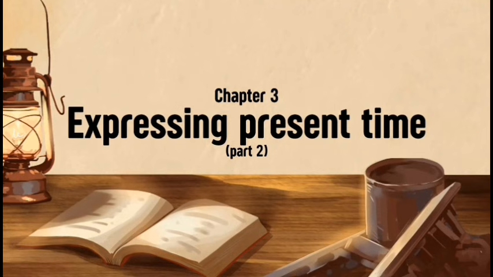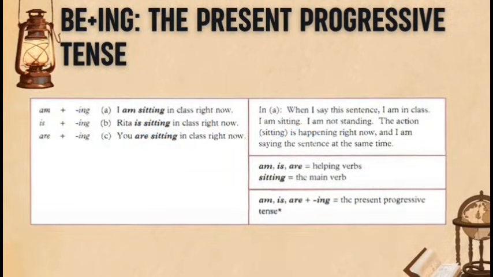Chapter 3. Expressing present time, Part 2. Be plus ing, the present progressive tense. I am sitting in class right now. When I say this sentence, I am in class. I am sitting. I am not standing. The action sitting is happening right now, and I'm saying the sentence at the same time.